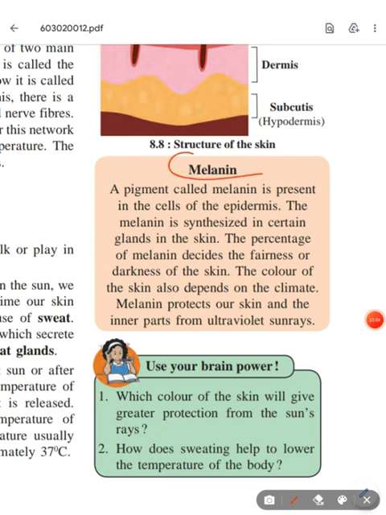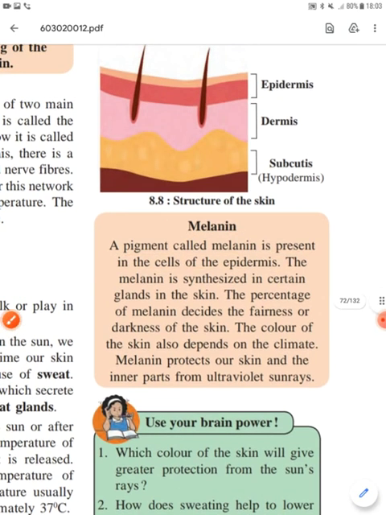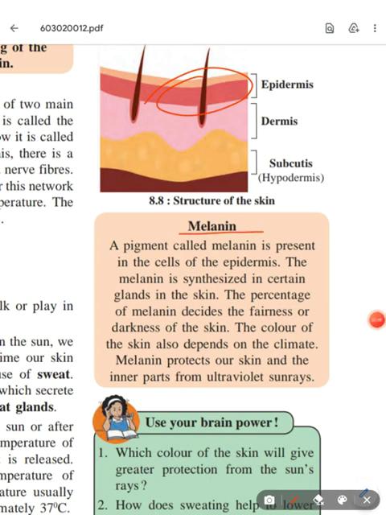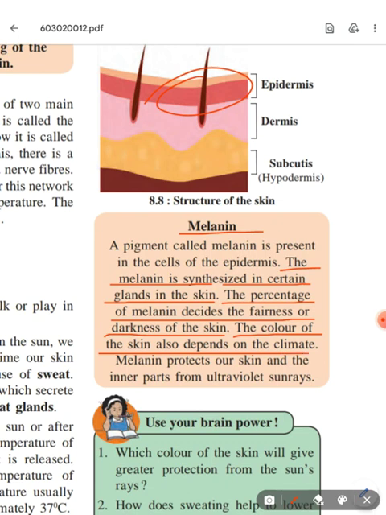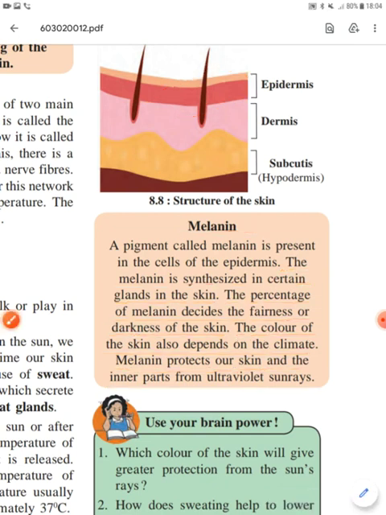You have to remember melanin. The pigment called melanin is present in the cells of the epidermis. The melanin is synthesized in certain cells in the skin. The percentage of melanin decides the fairness or darkness of the skin. The color of the skin also depends on the climate. Melanin protects our skin and the inner part from the ultraviolet rays of the sun.